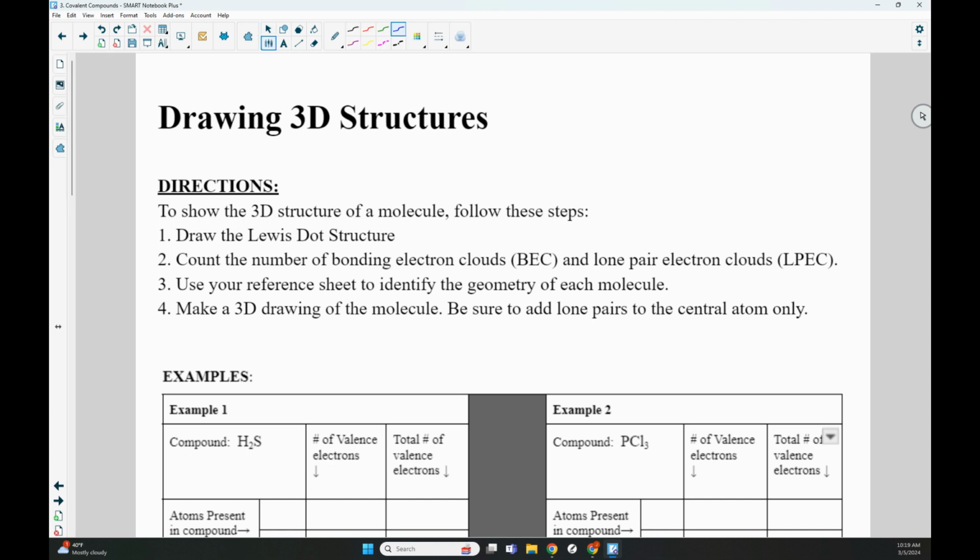So step one is you're going to draw the Lewis dot structure of the molecule, and that's something we've been working on recently. If you can't do that, the rest is going to be pretty hopeless. So make sure that you're good on step one. And if you're not, talk to me or watch some of those videos that I've posted recently. Step two is you're going to count the number of bonding electron clouds and lone pair electron clouds. I'll model for you what that looks like here. Step three is you're going to use that reference sheet that I just mentioned to identify the geometry of each molecule. And finally, you're going to make your drawing. So let's just go through the steps here.